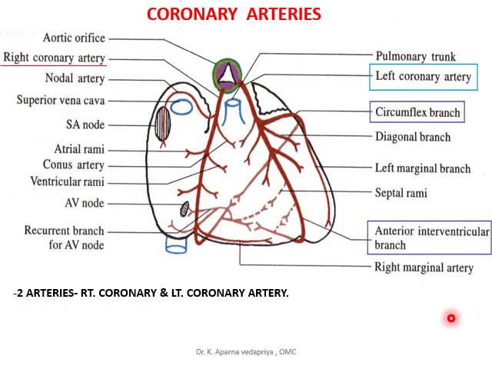Now coming to the coronary arteries proper. So as we said, there are a pair of coronary arteries which are arising from the ascending aorta through the aortic sinuses, the right and left, and they run in the grooves that are present on the external surface of the heart. So let us see them in detail.